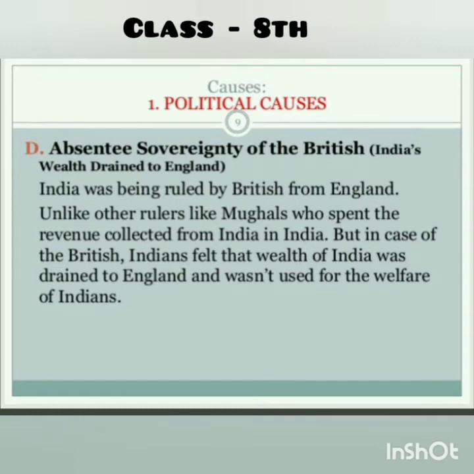Fourth cause, absentee sovereignty of the British rulers. The earlier rulers, like the Mughals, who had conquered India, had in course of time settled in India. The revenues which they collected from the Indians were spent in India only. But in case of Britain, the Indians felt that they were being ruled from England and the revenue which they collected was being drained to England. And the wealth was not utilized for the welfare of the Indians.